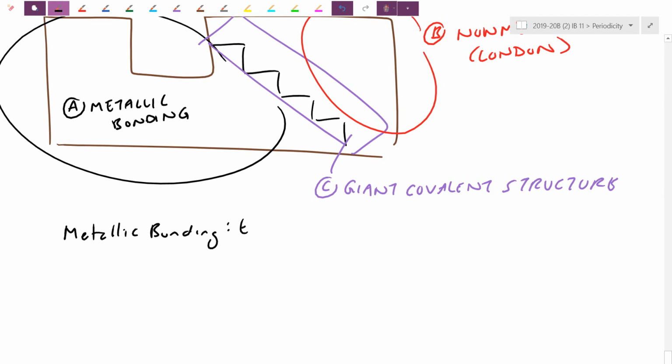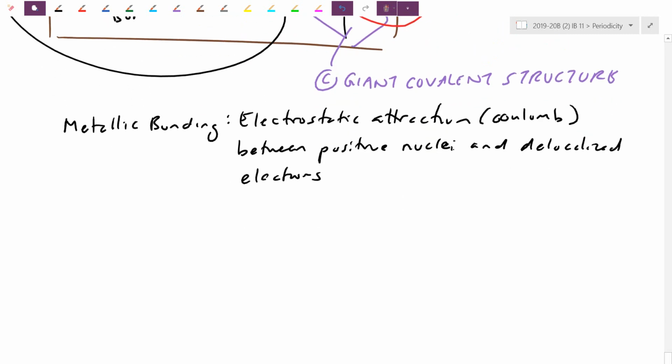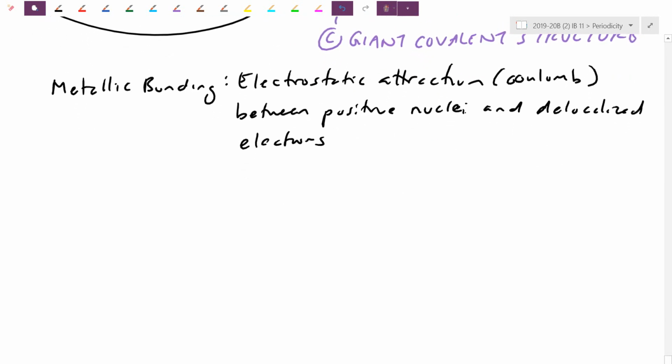Metallic bonding is the electrostatic attraction. When you see the term electrostatic, it just means a Coulomb attraction. It's the kQ over r squared kind of attraction that we're dealing with. Electrostatic attraction between your positive nuclei and, a new name here, delocalized electrons.